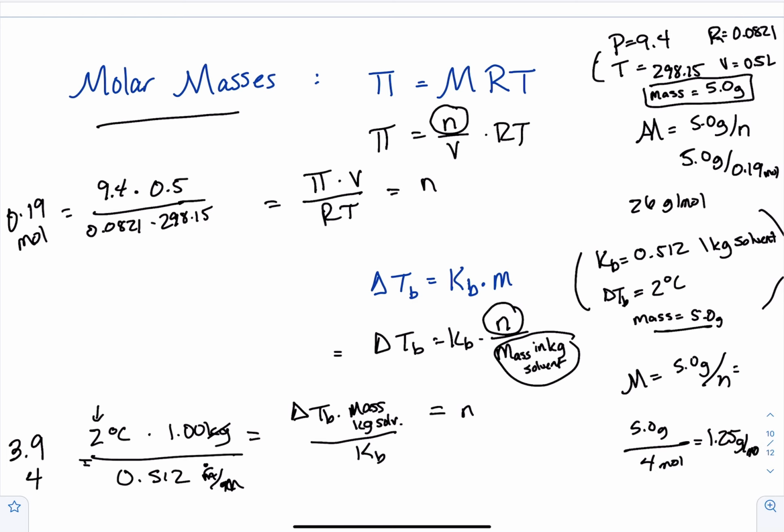So it's one of those things where, if you don't know the molar mass of something, but you know it's a liquid and you know its concentration, if you know all these other variables, you can back solve for molar mass.